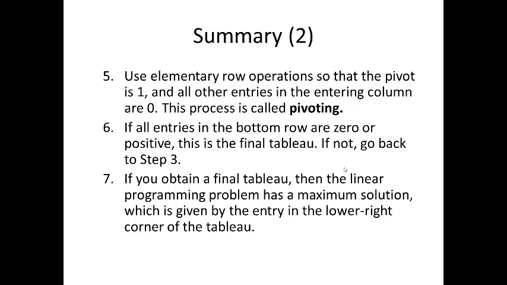If all the entries in the bottom row are 0 or positive, then we have the final tableau. If not, we go back and repeat those steps again. If you obtain the final tableau, then the linear programming problem has the maximum solution, which is given by the entry in the lower right hand corner of the tableau.